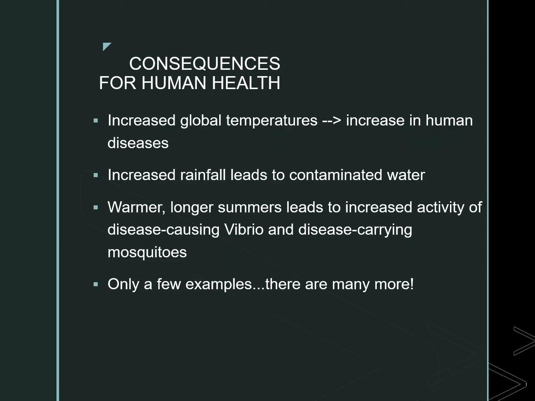Because of climate change, we as a human population have an increased risk for disease. A couple of these ways is increased rainfall, which leads to contaminated water, and also warmer and longer summers, which exacerbates certain disease-carrying organisms, such as Vibrio and mosquitoes. These are only a few examples, but there are many, many more.